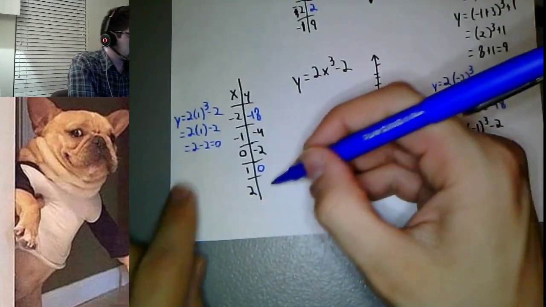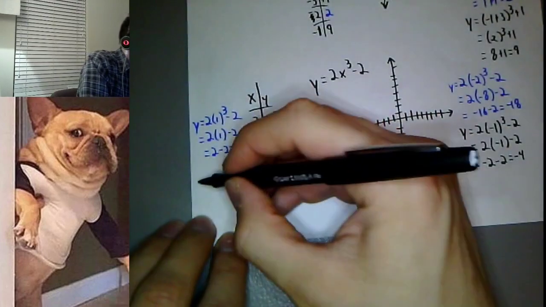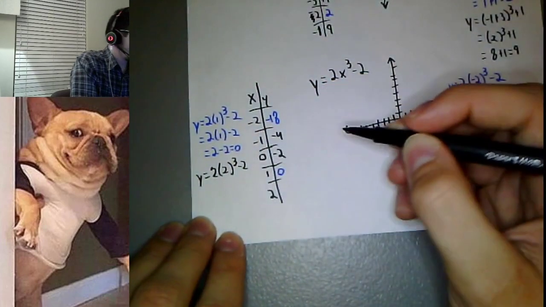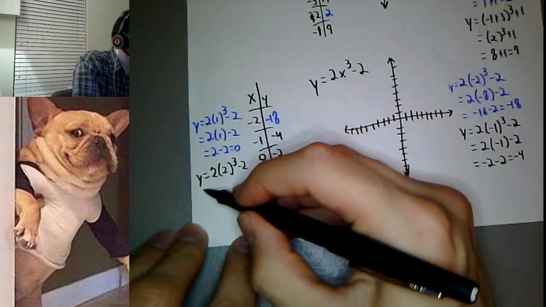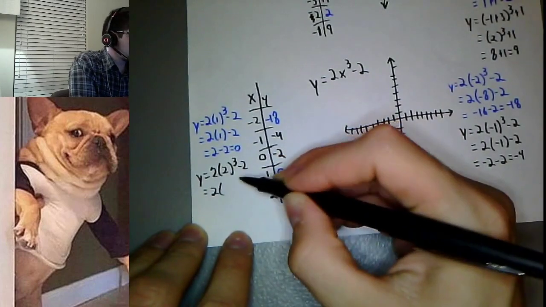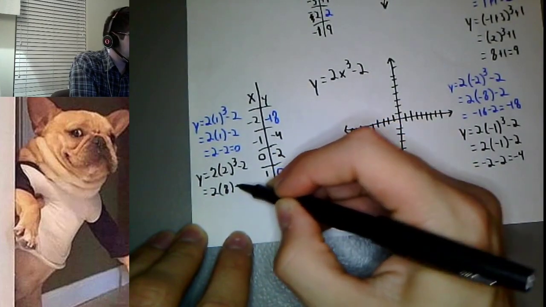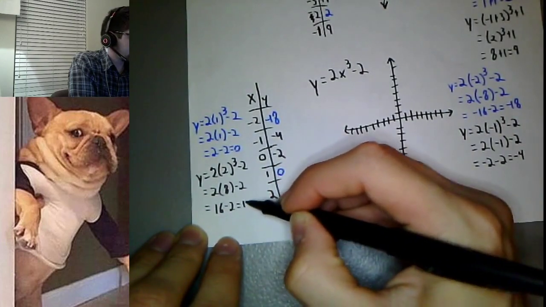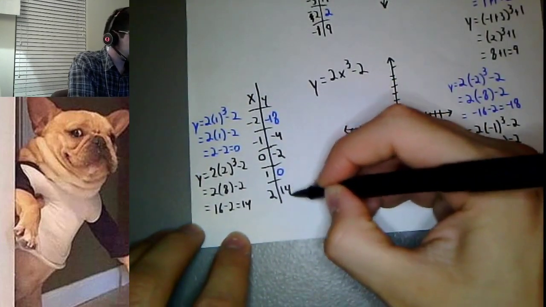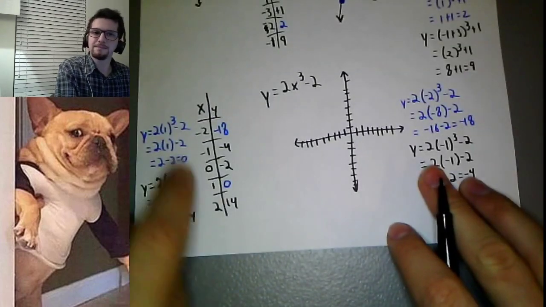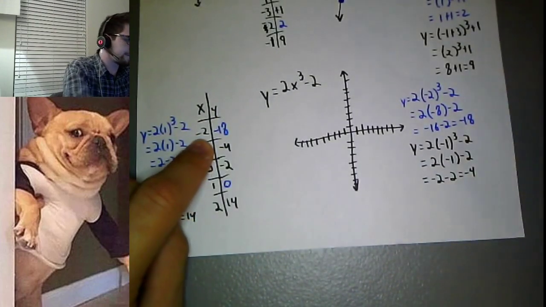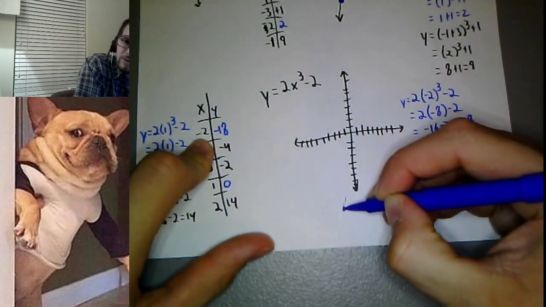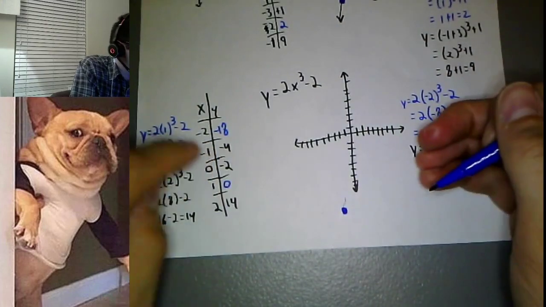If I plug in a 2 here, I wind up with y equals 2 times the quantity of 2 cubed minus 2. This is a tongue twister. So that's 2 times, what's 2 cubed? 8 minus 2. 2 times 8 is 16 minus 2 gives me 14. Okay, that's a big ol' honkin' number, but let's graph it. Left 2 down 18. That's going to be somewhere way below the graph. I don't know. Let's just guess it's right there.